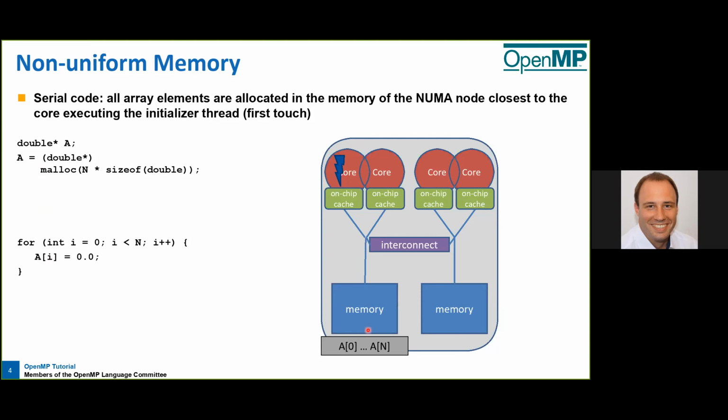Now, how does it decide if A0 should go here or there? It employs the first touch strategy. That means at the time the first touch happens, as I said before, in the initialization, it will try to place the memory as close as possible to the core on which the thread or process is running that performs the first touch. So assuming that there's sufficient physical memory still available on this NUMA node, it will put all the pages that represent the array A onto the memory that's closest to this thread. This is a sequential case.